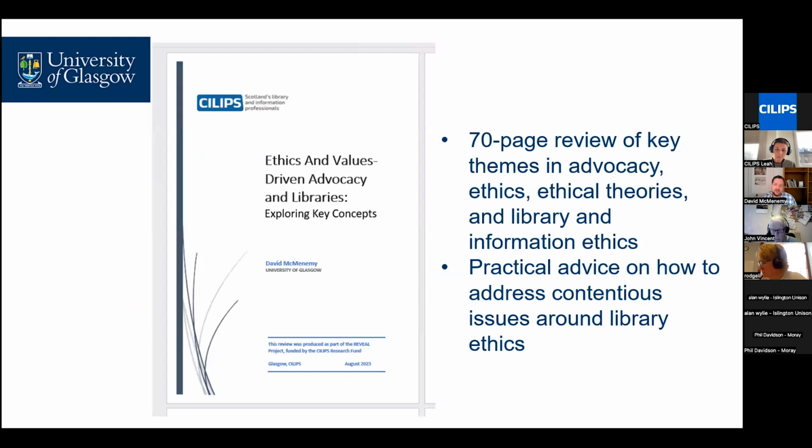So, say the lit review is 70 pages. It's a review of key themes in advocacy, ethics, ethical theories, and library and information ethics. But it also leads on to practical advice on how to address contentious issues around library ethics. So, the grounding is what is advocacy? That's the starting point. How do we do advocacy more broadly before I talk about libraries? Then I move on to talk about ethical theories, and then how these apply within libraries, how they've been interpreted by library thinkers, before moving on to talk about some specific concerns like censorship and privacy, intellectual property rights and the like. So there's a range there of discussions. Starts at the higher level of what these broad themes mean generally, before I can drill down into the library side of things.